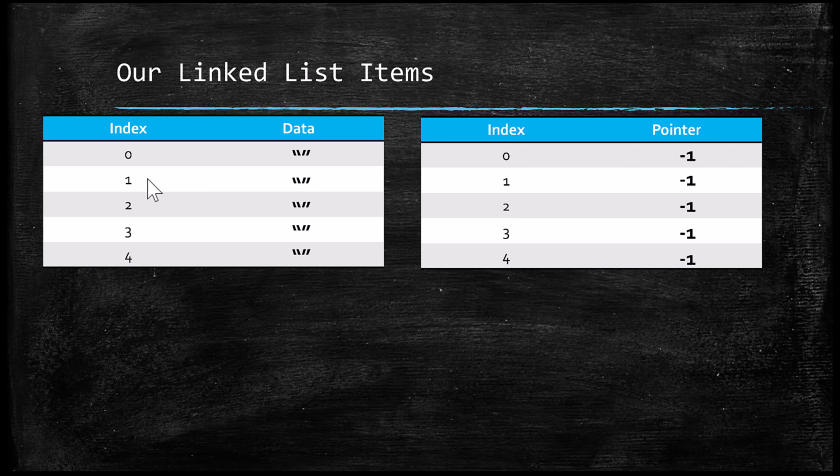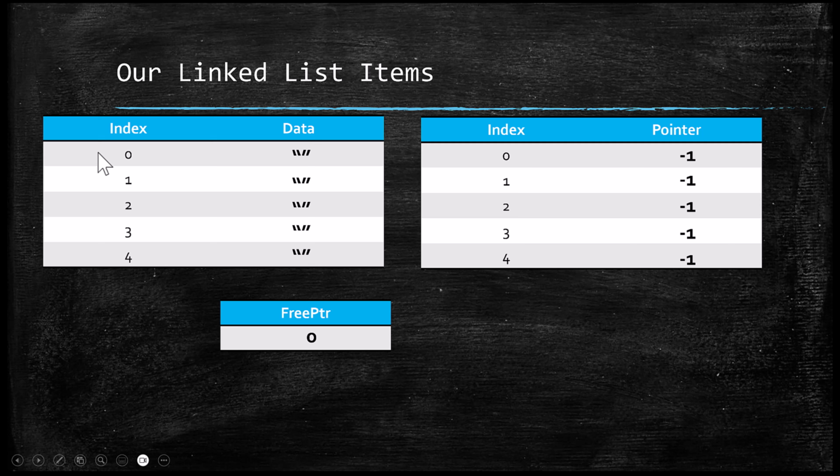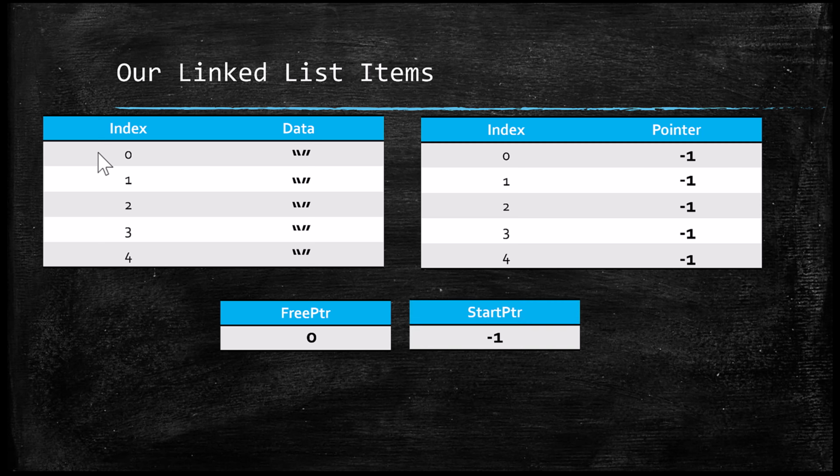Now we also need those other variables that we talked about. Free pointer, we're going to set it to 0 because that's the first available index in the array. We're going to start at index 0. Our start pointer is going to be -1. Why is it -1? There is no -1 in the array. Why is it -1? Because our linked list is empty.